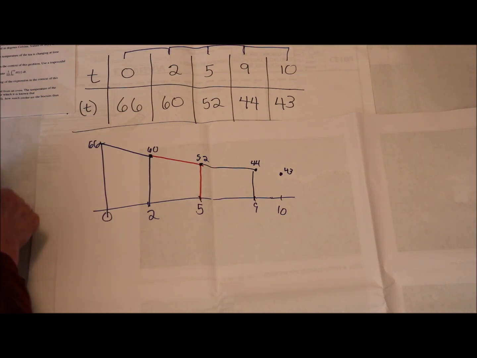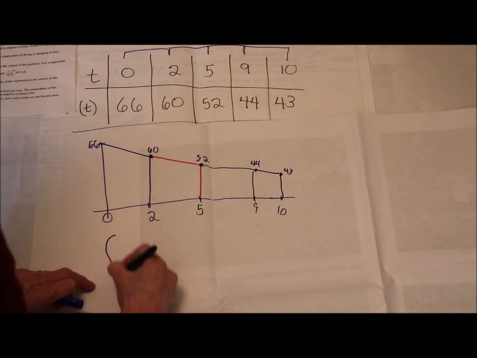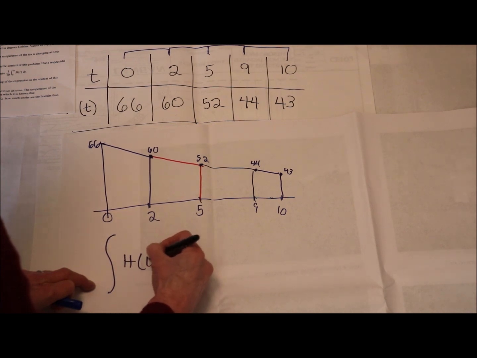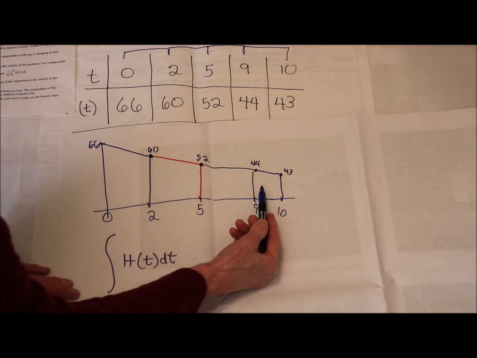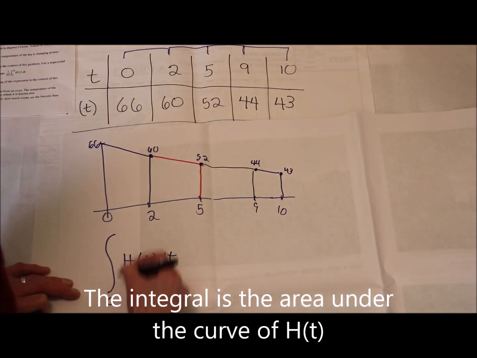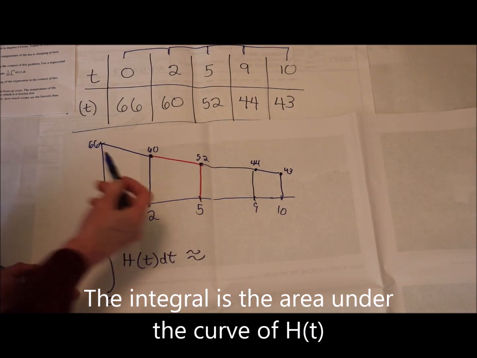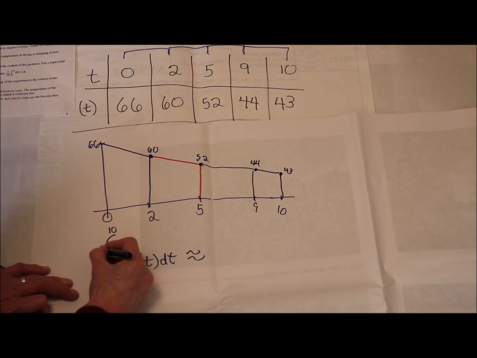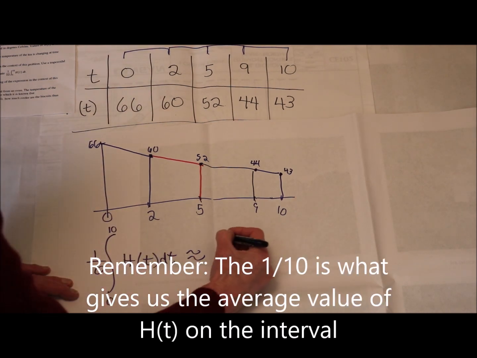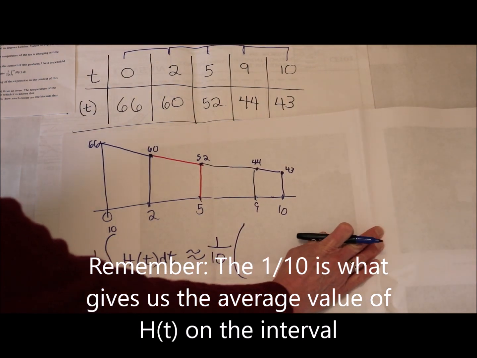All right. So again, the integral of h of t dt is of course the area under this curve, and we are from 0 to 10, and we are approximating that by coming up with the area of each trapezoid. All right, and just because this problem threw a 1/10 out front, we're going to throw a 1/10 out front as well. Okay, so let's find the area.